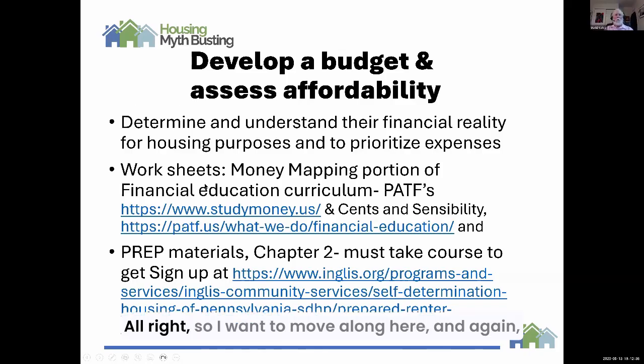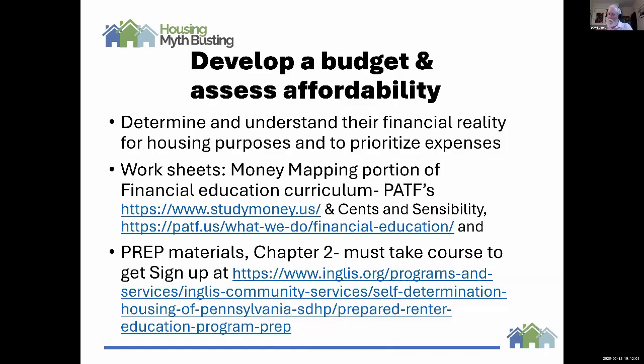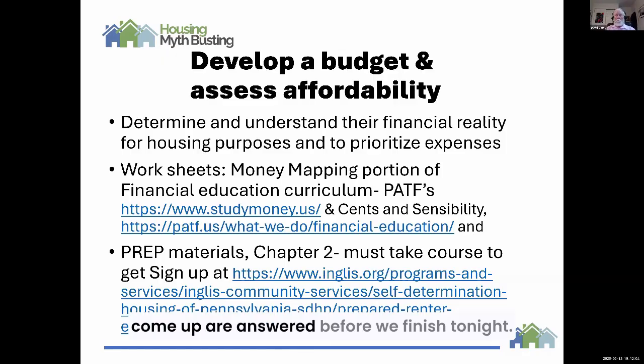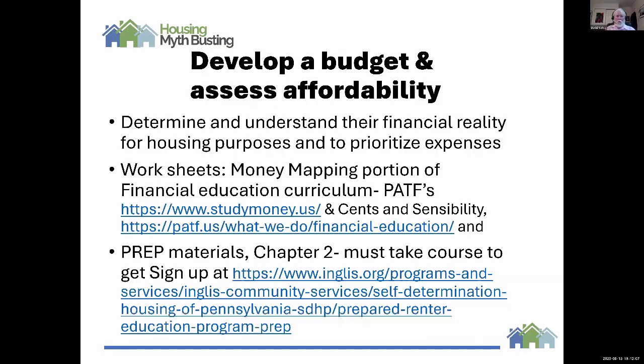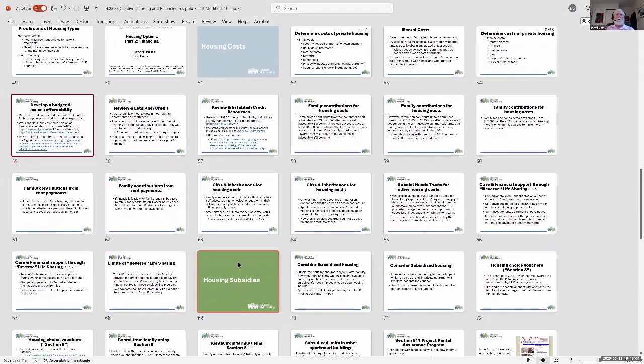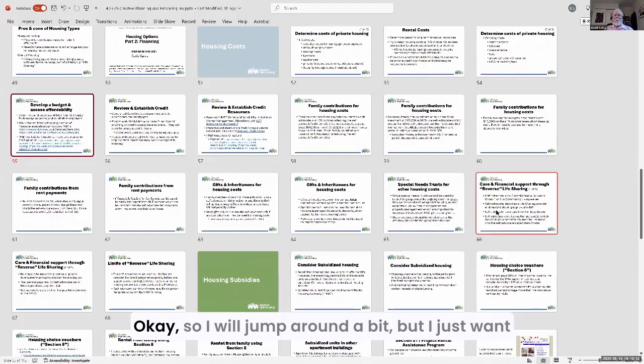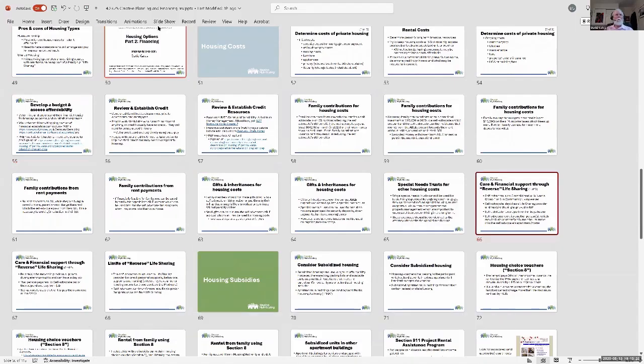All right. So I want to move along here. And again, I'm going to jump around because I do want to make sure that some of these issues and questions that have come up are answered before we finish tonight. So let me go back to these slides. I want to jump to housing subsidies. Then no, excuse me. I'm going to talk about reverse life sharing. Okay. So I will jump around a bit, but I just want to make sure that things that have been brought up to me are covered before we finish tonight.